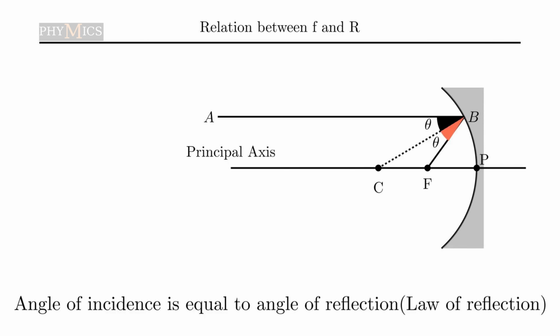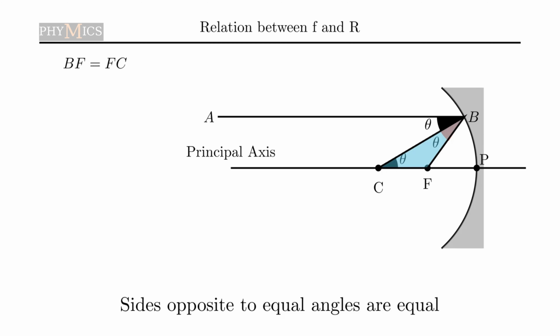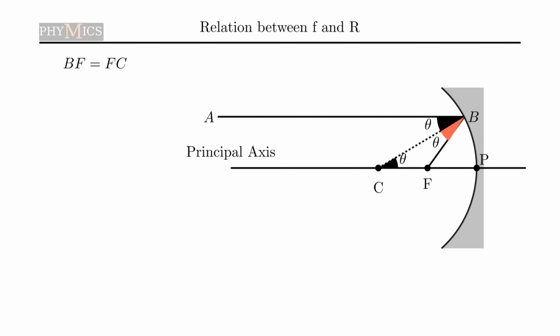Let these angles be theta. Now angle BCP should also be equal to theta, as interior alternate angles are equal. Now in triangle BCF, side BF must be equal to side FC, as sides opposite to equal angles are equal. Assume the aperture of the mirror to be small. The approximation of segment BF can be taken as segment FC.